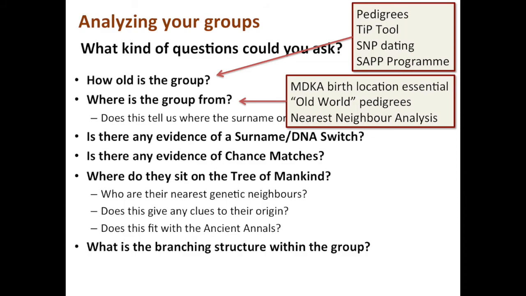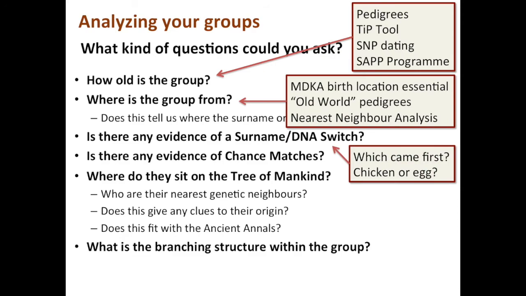Old world pedigrees are essential as well, so you need to go back to the old world and test people who have been in that area for a long time. You can do a nearest neighbor analysis. Who are we genetically close to? Who's sitting on the tree beside us on the adjacent branch? Oh, it's the Carrolls. Well, where did they come from? And who's on the other branch? The McMahons. Okay, where did the McMahons come from? And you can look at surname distribution maps and see if that gives you some indication, are they Scottish, are they Irish, are they English? But it's not as good as actually having the MDKA birth location and old world pedigrees tested.